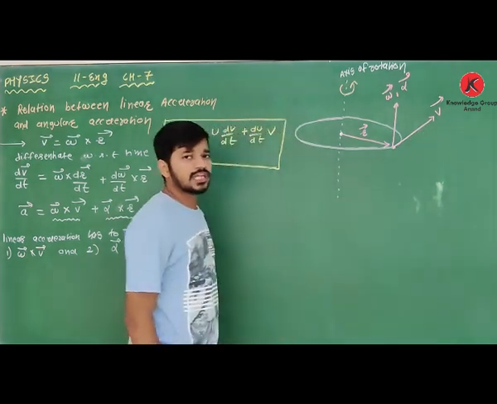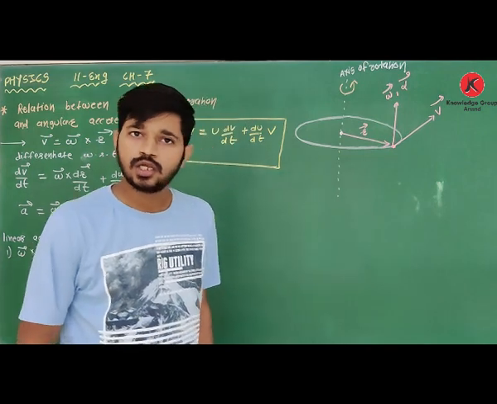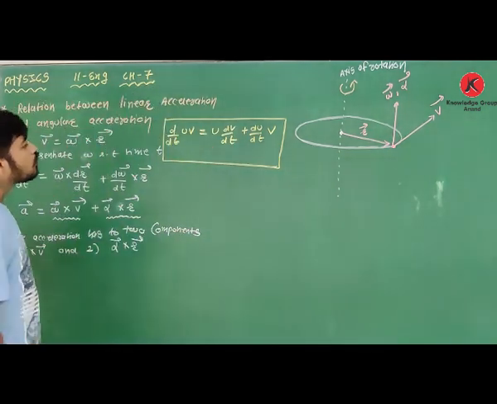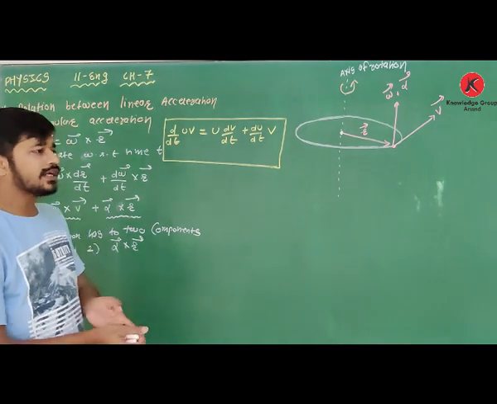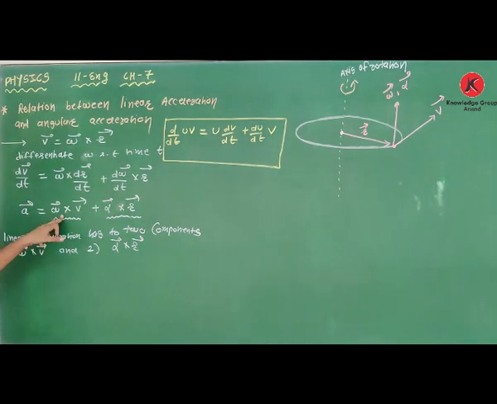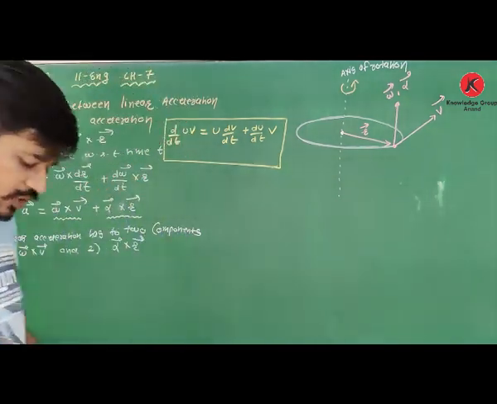Velocity, linear velocity at each and every point is in the direction of the tangent. Clear? Okay. Now what you have to do, from this figure, is find the direction of omega cross v and alpha cross r.